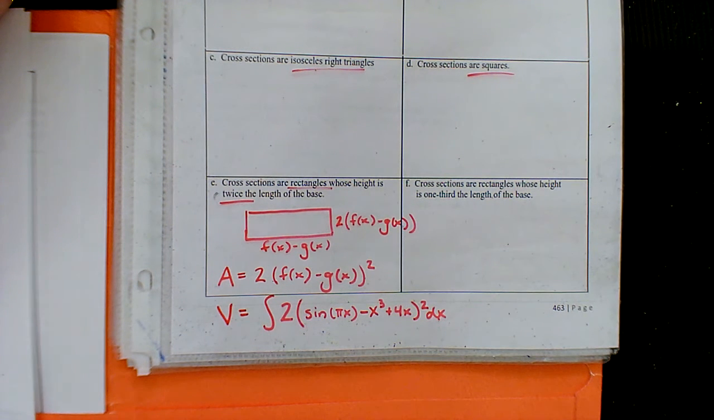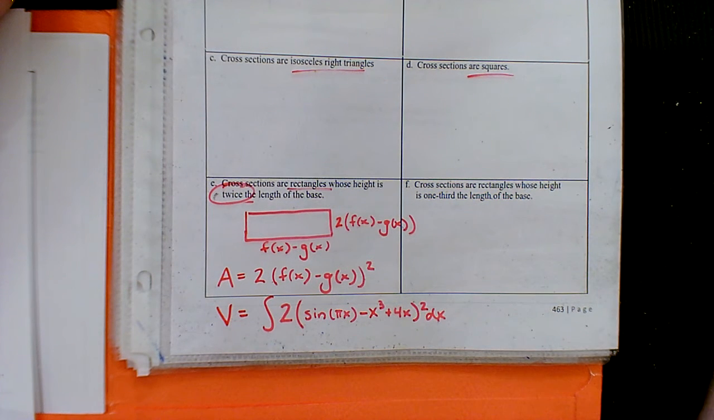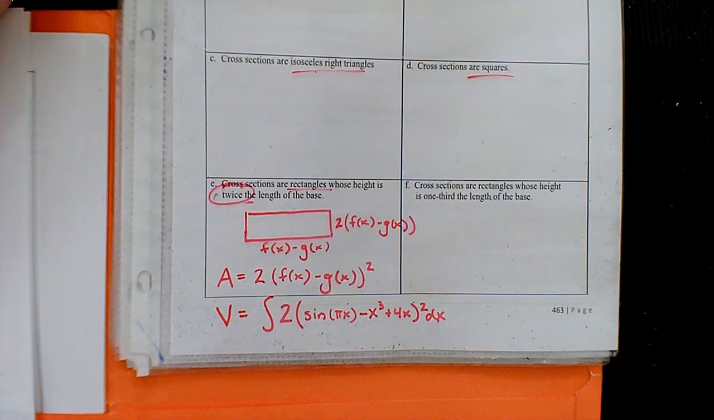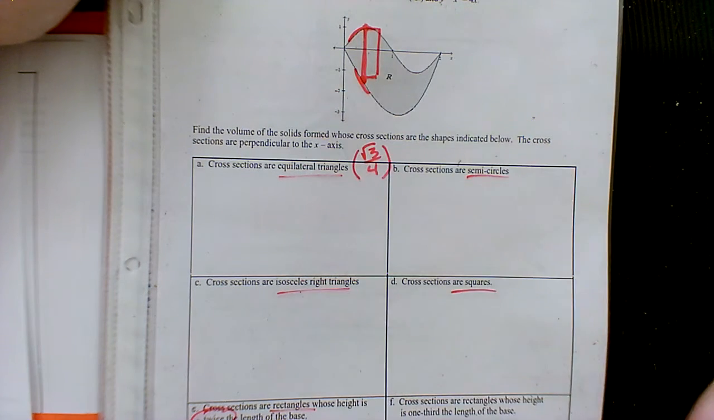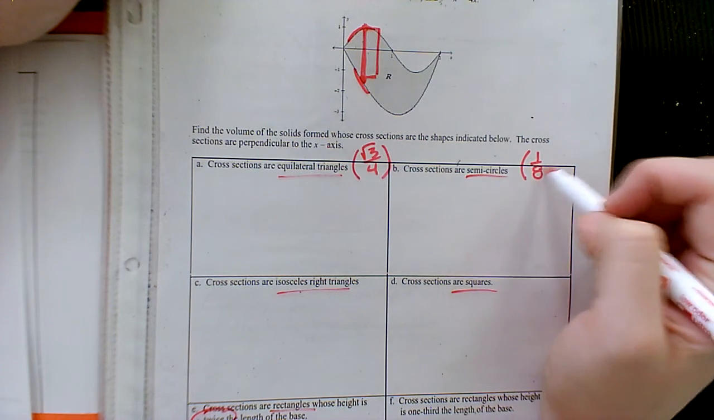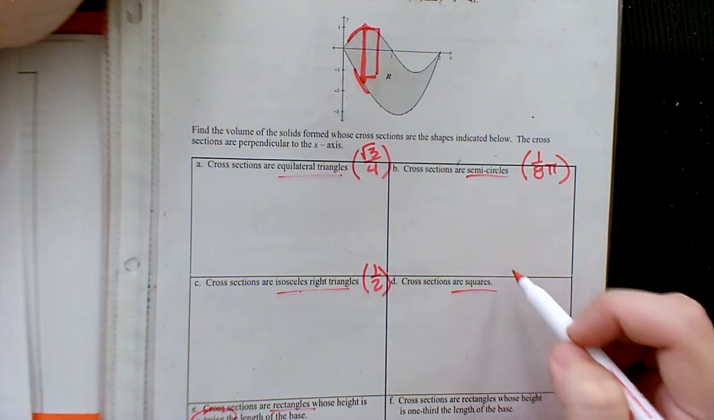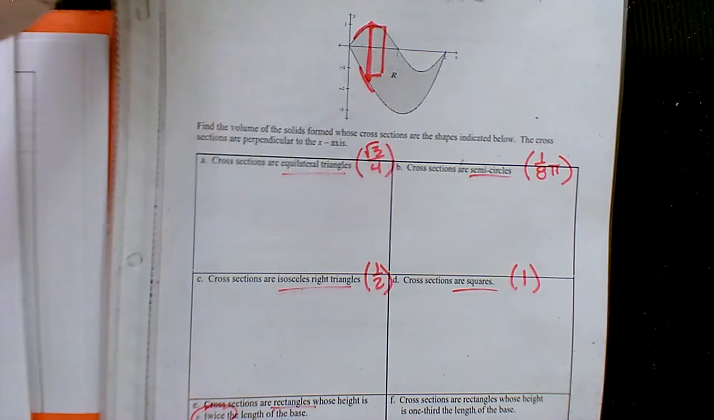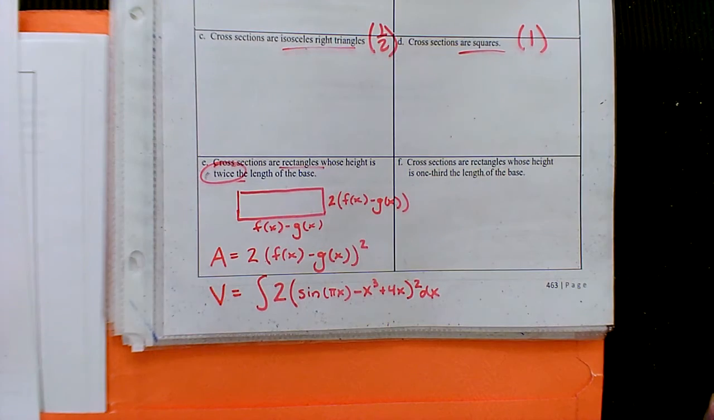So this kind of leads us into noticing the 2, because we were having a height that's twice the length of the base, is that multiplier factor. When we talked about equilateral triangles, our multiplier was square root of 3 over 4. For semicircles, it was 1/8 pi. For isosceles triangles, it was a half. For squares, our multiplier was 1. In this example, our multiplier is 2 because it's double the length of the base.